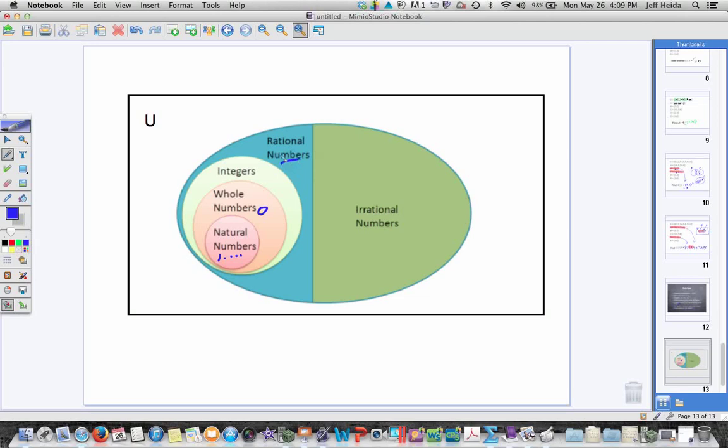This includes the negatives. Rational numbers can be written as a fraction. Irrational numbers cannot. Both of these sets together make up the real numbers, which is R. And then outside of the real numbers in this universal set would be complex numbers, which would include real and imaginary numbers.